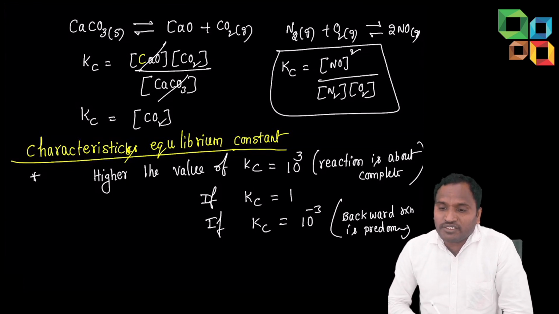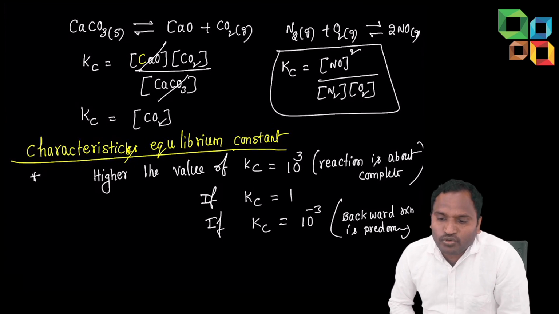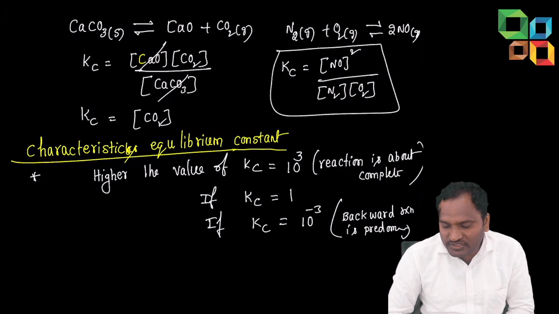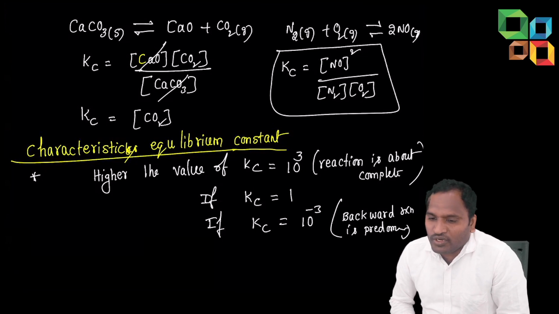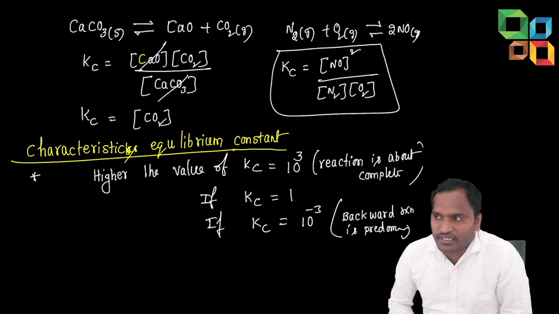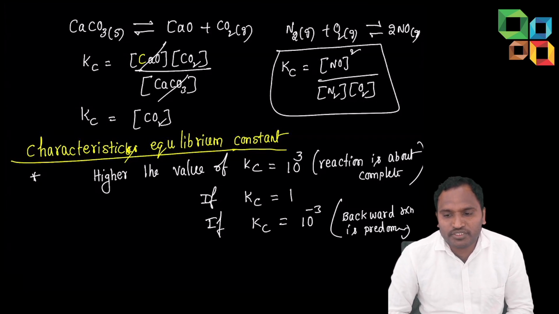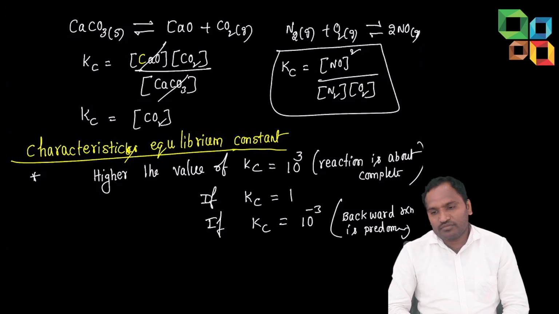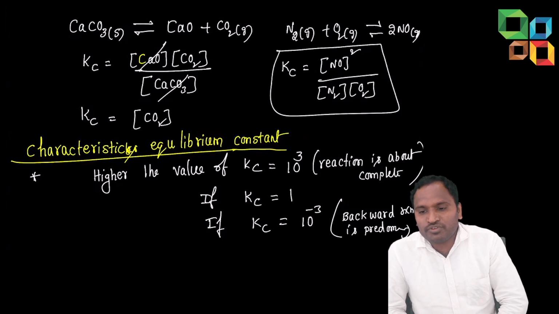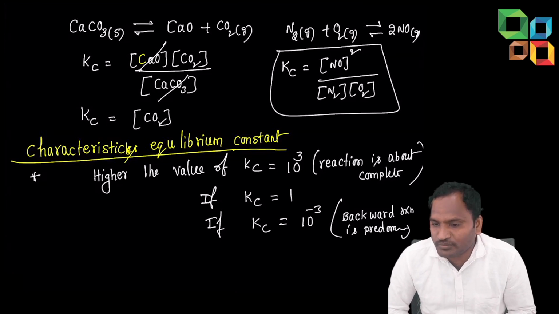So the extent of equilibrium can be decided by knowing the Kc value. If it is equal to or greater than 10 power 3, the reaction is about to finish. If it is exactly equal to 1, the reaction is in equilibrium. If it is equal to 10 power minus 3, the backward reaction is predominant. The forward reaction is not so favorable. This reaction is very hard to proceed.